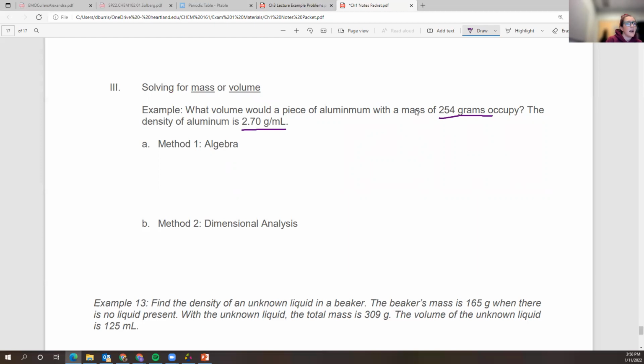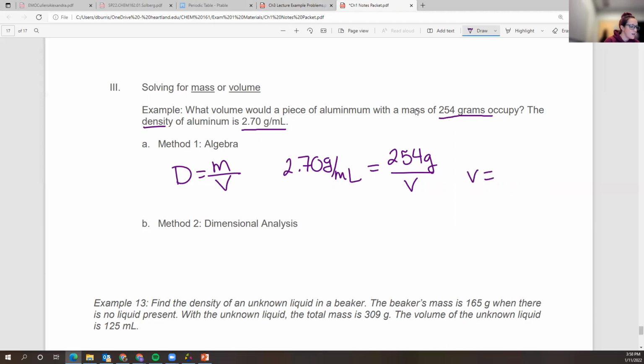So algebraically, I noticed that the word density is in here, and I know that the equation for density is D equals M over V. Okay, so I'm going to plug in what I know from the problem. I know the density is 2.70 grams per milliliter. I know the mass is 254 grams, and the question is asking for the volume. So that's my unknown. So you could algebraically determine this. You could do cross multiplication or move the V over or whatever, and you should get that V is 94.1 milliliters.